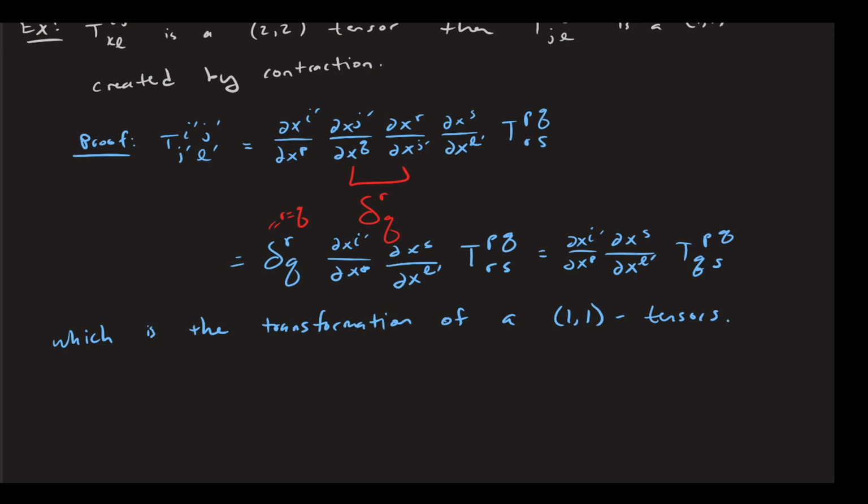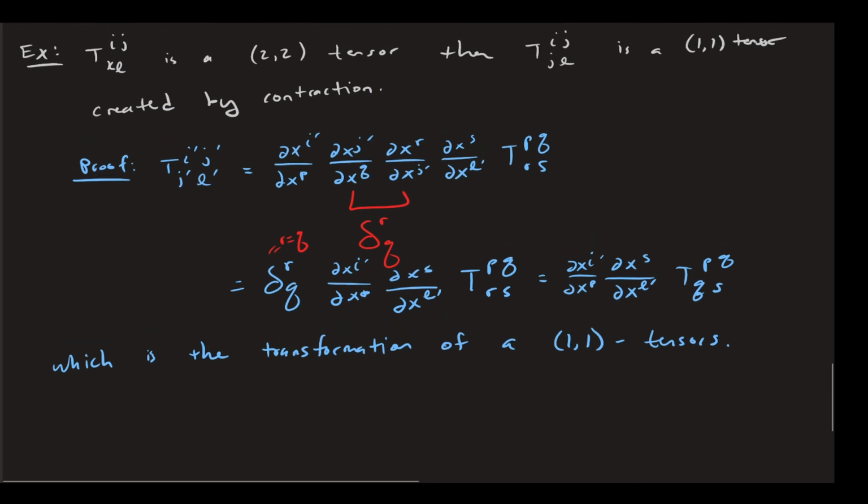So that's how a 1-1 tensor is supposed to transform. Cool. So indeed it is a 1-1 tensor. How many possible contractions are there for this tensor though? Well, I could take any of the two upper and contract it with any of the two lower, so two options for each index on the upper.